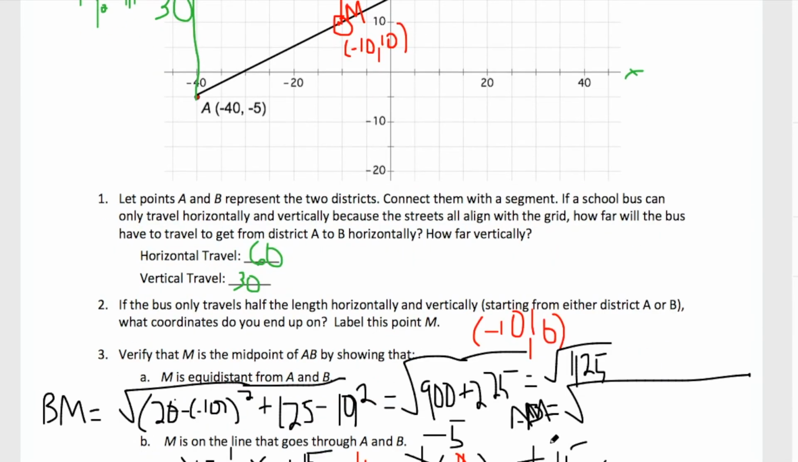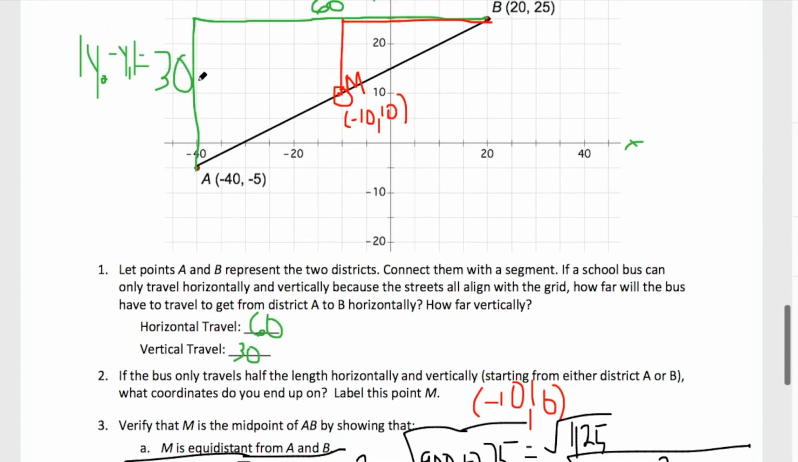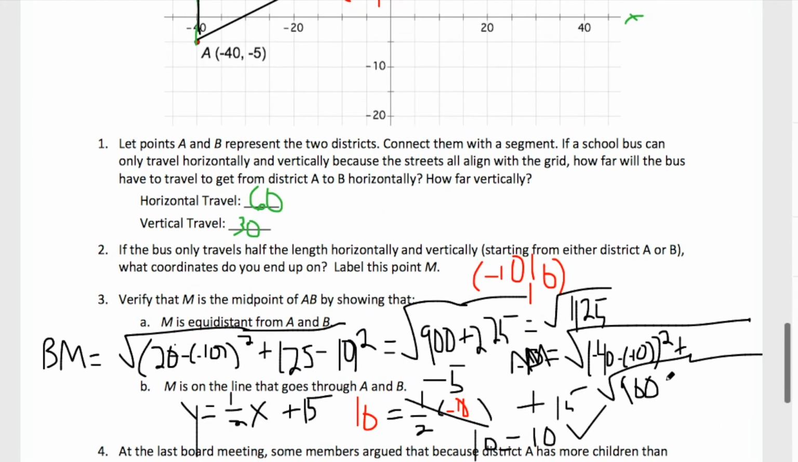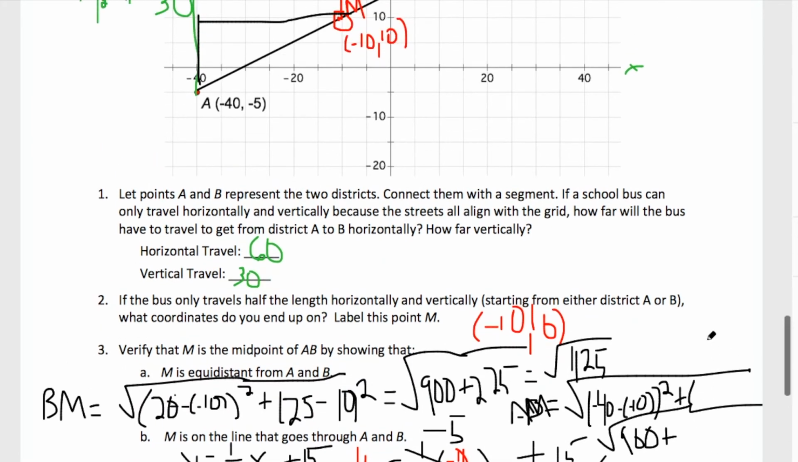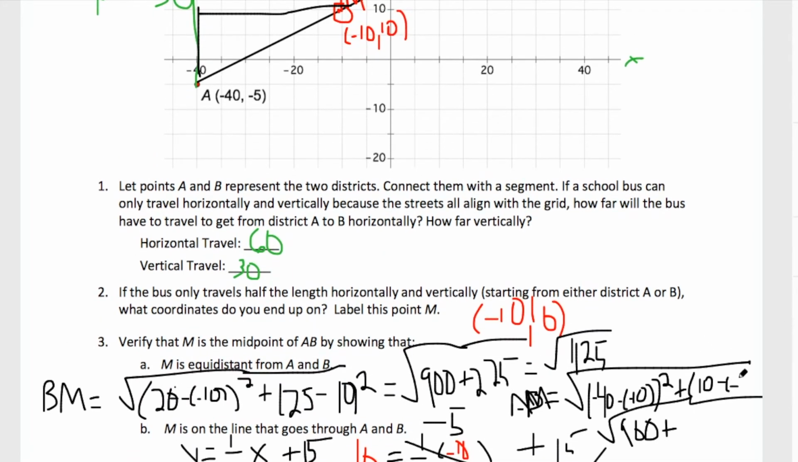AM using the distance formula. Looking pretty good here. We're going to end up with negative 30 squared, and that's going to be 900. And then we add to that the other leg of this slope triangle, which is going to be the y values here, 15 squared as well. So that's going to be 225. So we get the same thing. We get square root of 1125 for the distance AM.